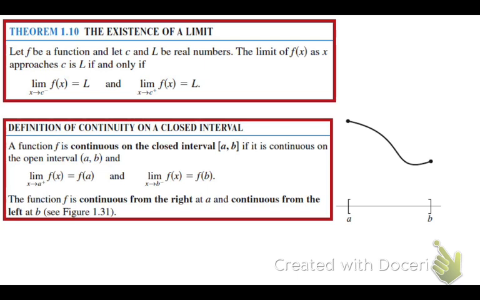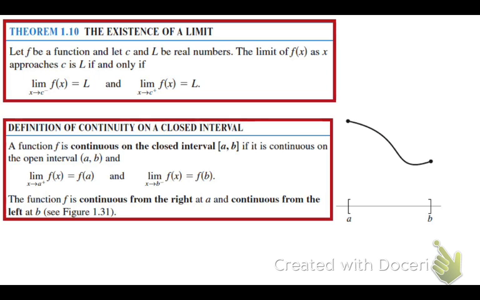Okay, I want to see how far we got to go. Okay, this is the theorem of existence. We just went through this, guys. This is the theorem of existence. If the limit exists, it must be equal from the left and from the right. Is that not what I just showed you? Yes. That is all this theorem says.